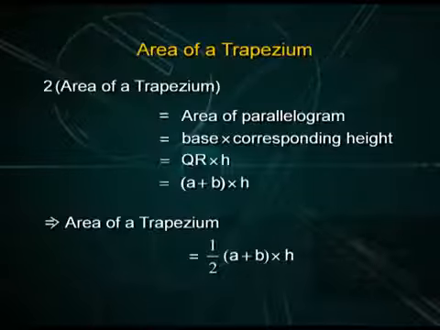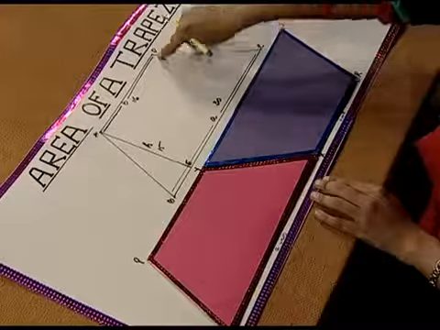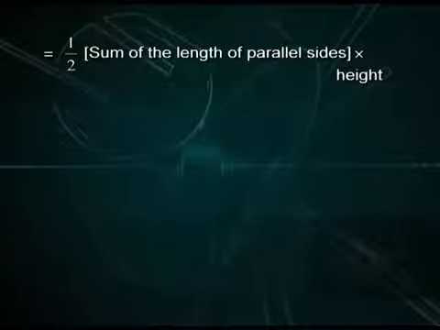As we know, what are a and b? a is BC, which is one of the parallel sides, and AD is the other parallel side. So we have verified that the area of a trapezium is half the sum of the lengths of the parallel sides into height. Now let us calculate it mathematically.